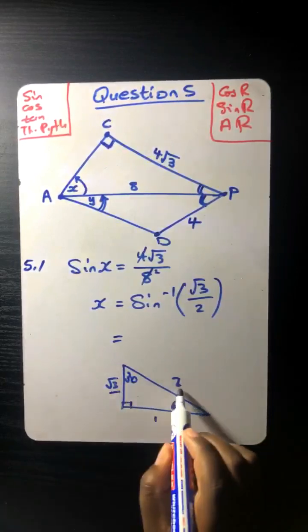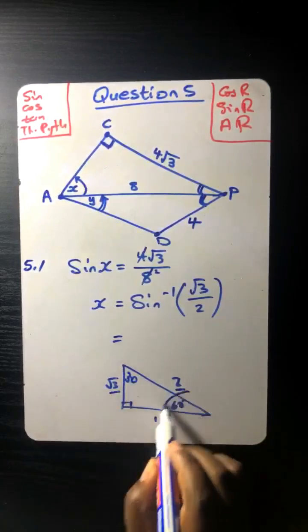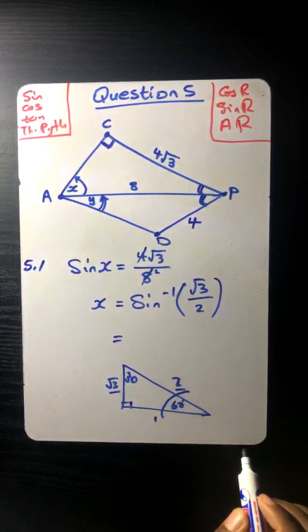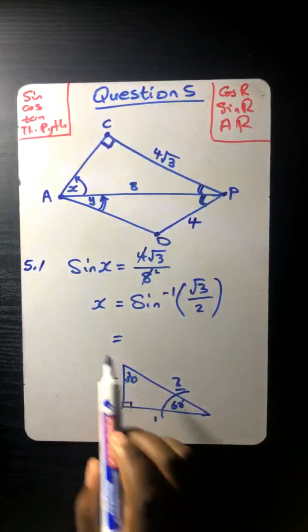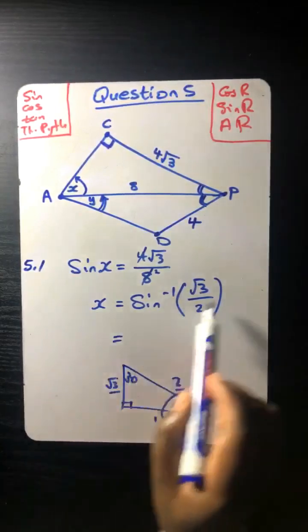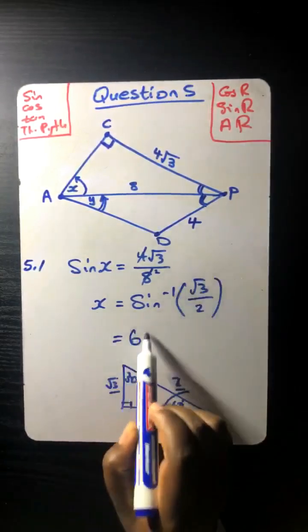Opposite over hypotenuse. Yes, can you see? That is the one which gives us 60. I'm suspecting. Guys, when you say second function of that, does it not give you 60?